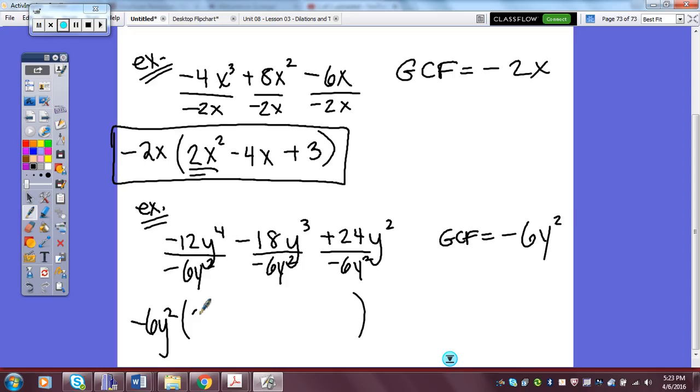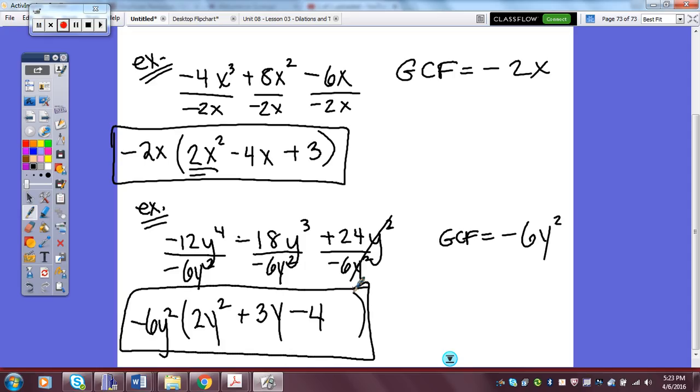So now I'm going to clean it up. I'm left with 2y squared plus, a negative and a negative make a positive, 3y. 24 divided by negative 6 would be negative 4. Y squared and y squared, they slice out. I'm done. Okay? So when you are factoring, your GCF is positive unless your leading coefficient is negative. Your first term must always be positive when you are factoring.